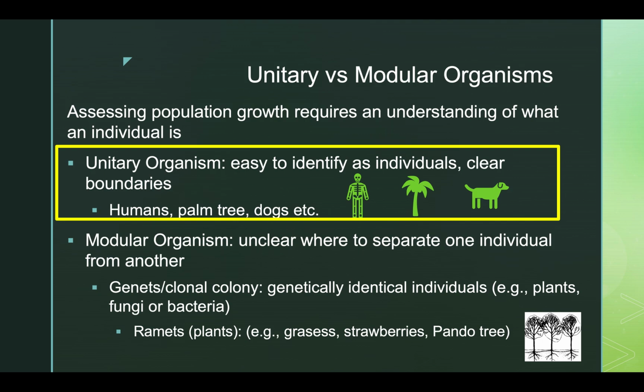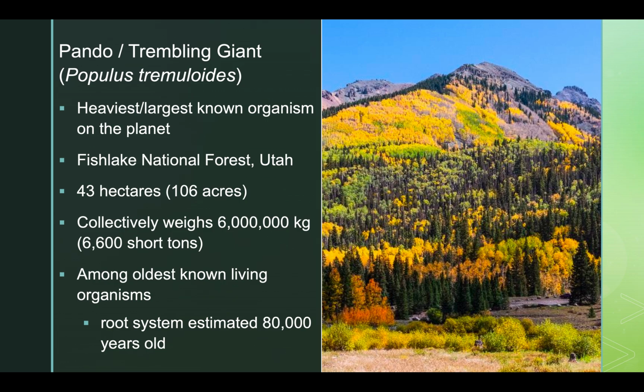But we're really going to be focusing, fortunately, because it's more simple, on unitary organisms, ones that are clearly identified as individual organisms. One example that we're going to go through today is looking at this type of tree, the trembling giant, Populus tremuloides, which is one of the largest known organisms on the planet.